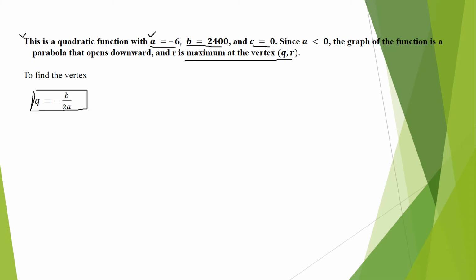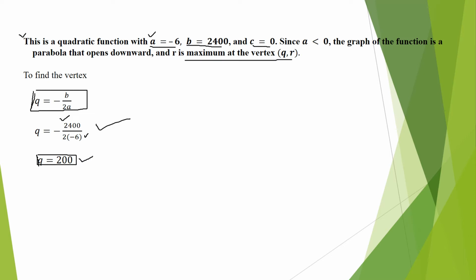Putting the value of a and b in the above equation. So here in this equation, in place of b I put 2400, and in place of a, the value of a is minus 6. After simplification, the value of q is equal to 200. So these are the number of units sold. Now we need to find out the price.